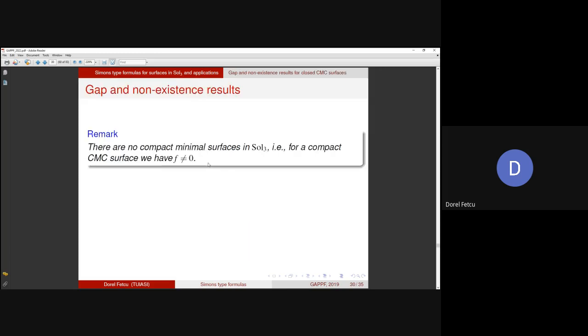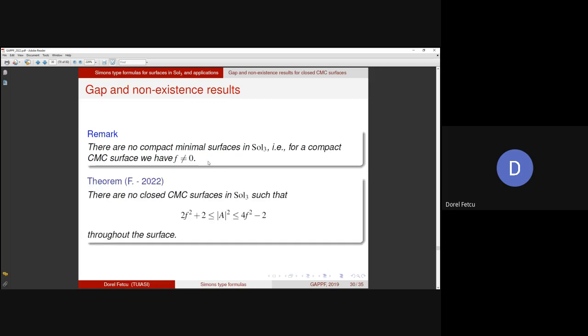Now, at the end of my talk, I'll give some pretty straightforward applications for these two formulas, which are gap and non-existence results for closed surfaces in Sol. As we remember, we have no compact minimal surfaces in Sol. So for a CMC surface in this space, we have f different from 0. The mean curvature function is different from 0.